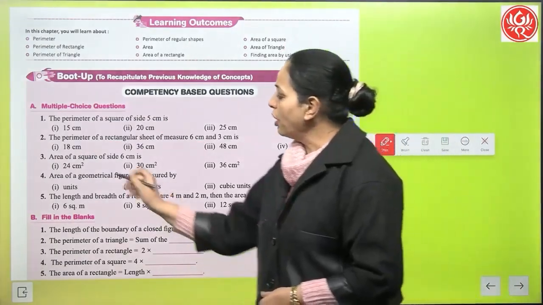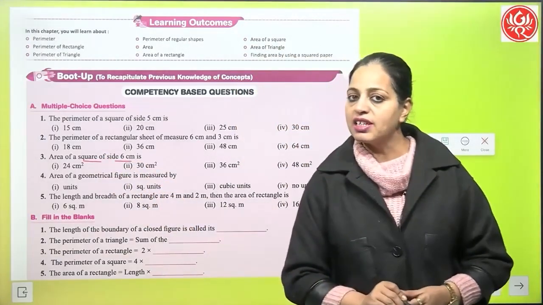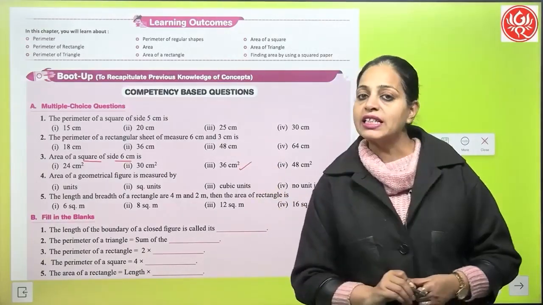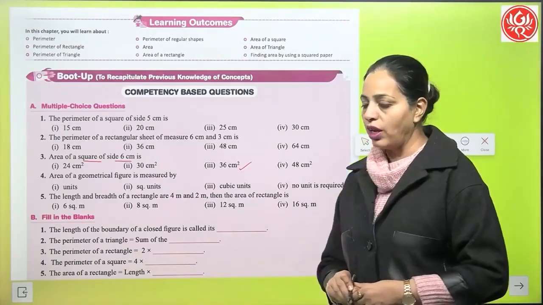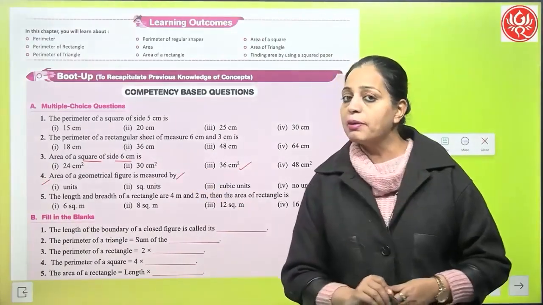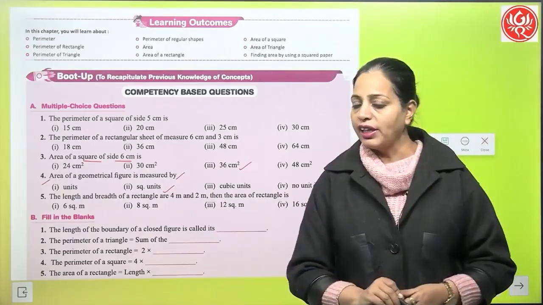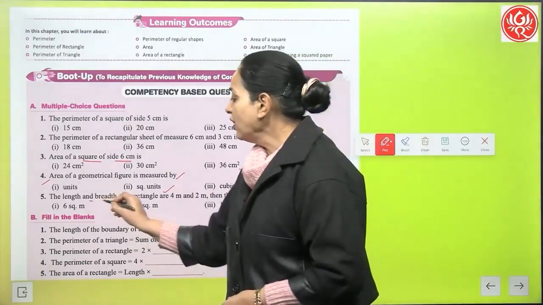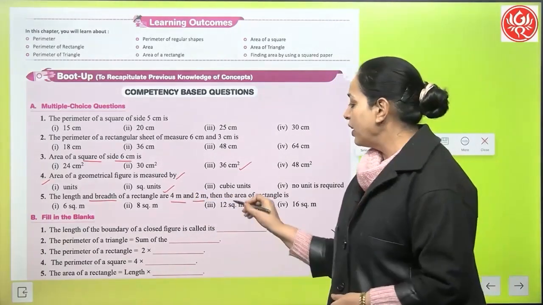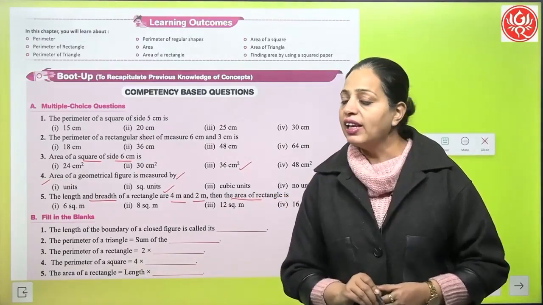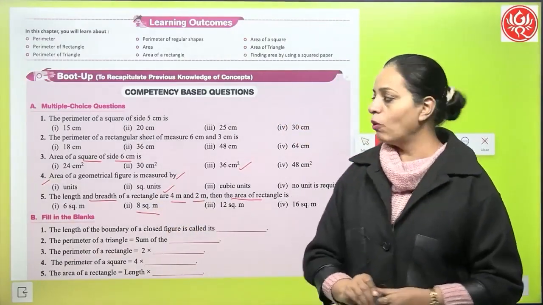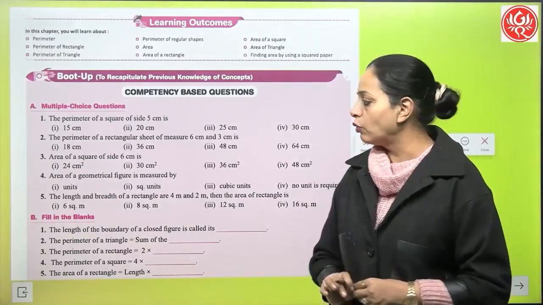Right? The third question, the area of a square of side 6 centimeter is? What is the area of a square? You know, side into side. So 6 into 6, 36 centimeter square. Okay? Now question number 4. The area of a geometrical figure is measured by square units, right? Now question number 5. The length and breadth of a rectangle are 4 meter and 2 meter. Then the area of the rectangle is L into B, means 4 into 2, means 8 square meter. Okay? So you know very well how to do these questions.